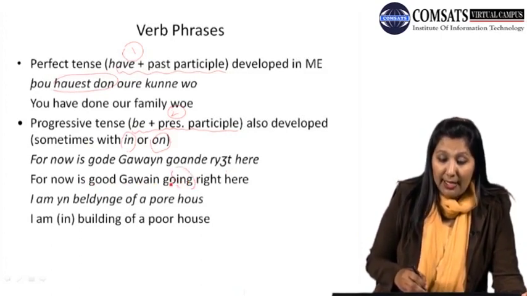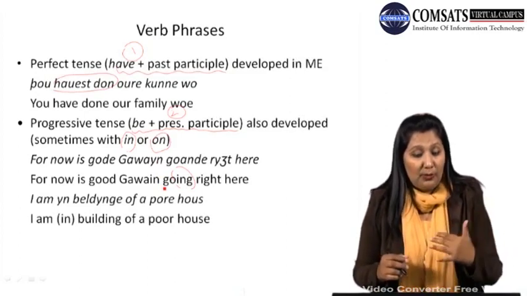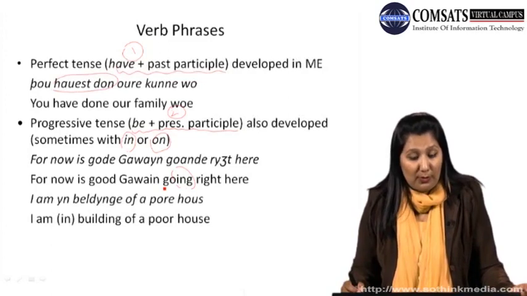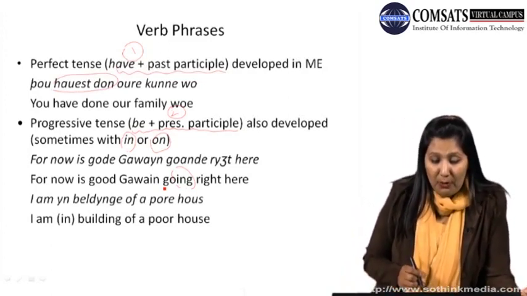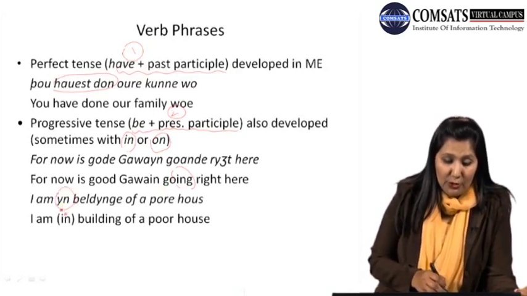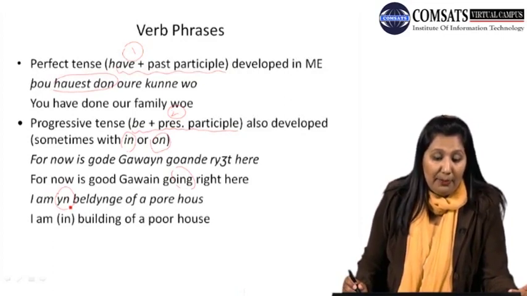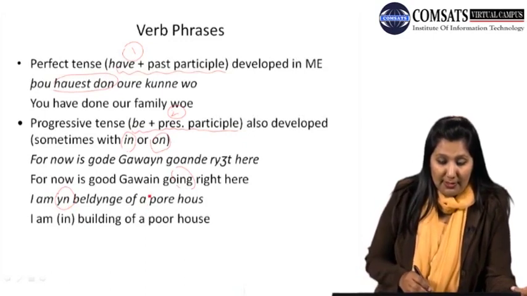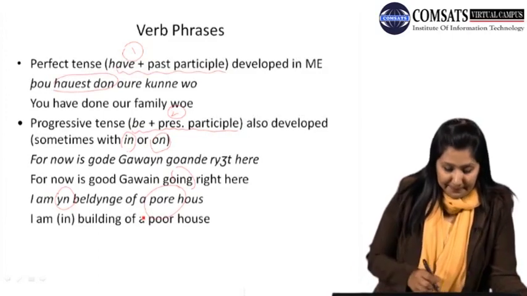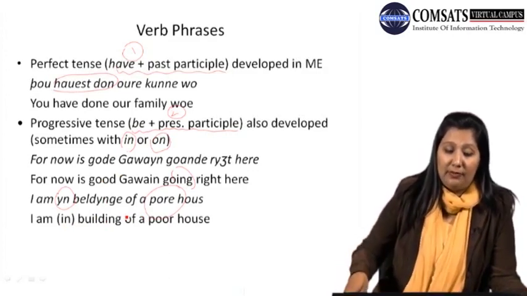The word ing comes with be plus present participle. For now is good Gawain going right here. It is coming with the present participle, or we can say the fourth form of the verb. I am in building of a poor house. The word in that was firstly used, we have replaced it with I, whereas in Middle English it used to come with in. I am in building of a poor house. So we are saying that the fourth form, the present participle with ing, comes with be in the progressive tense.